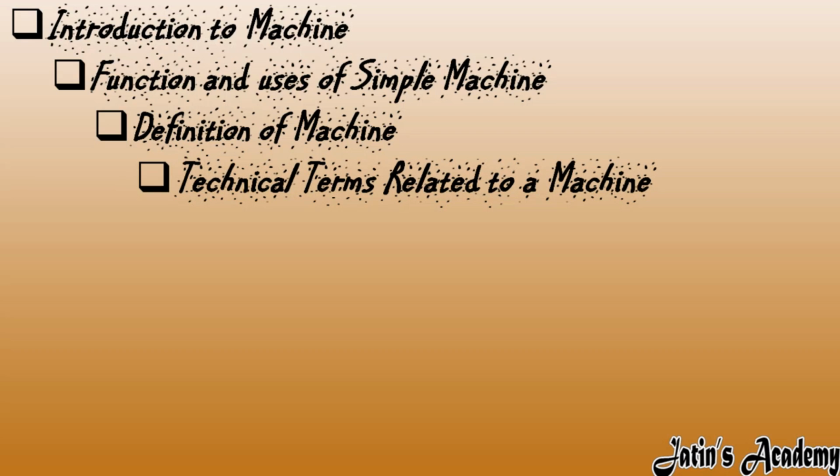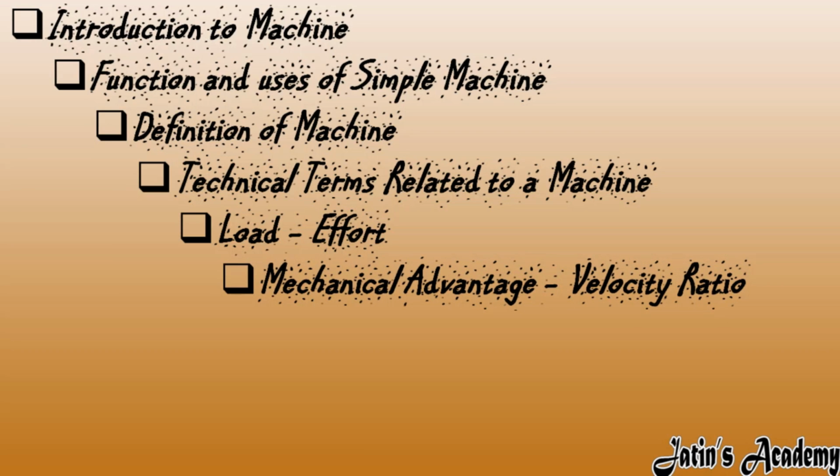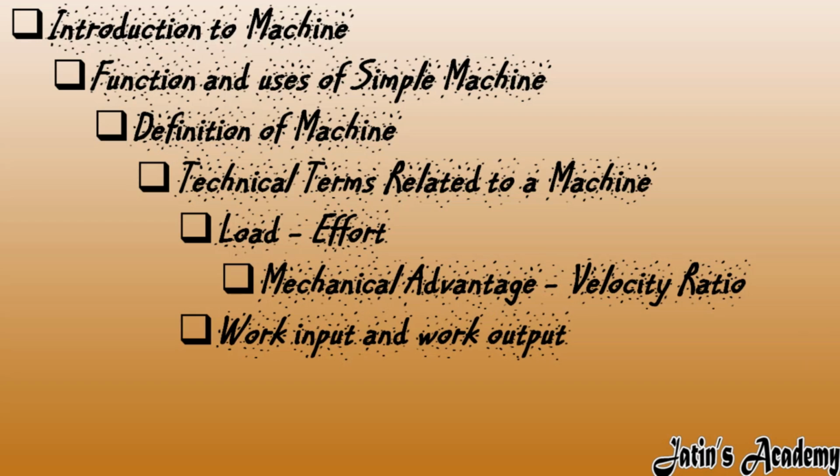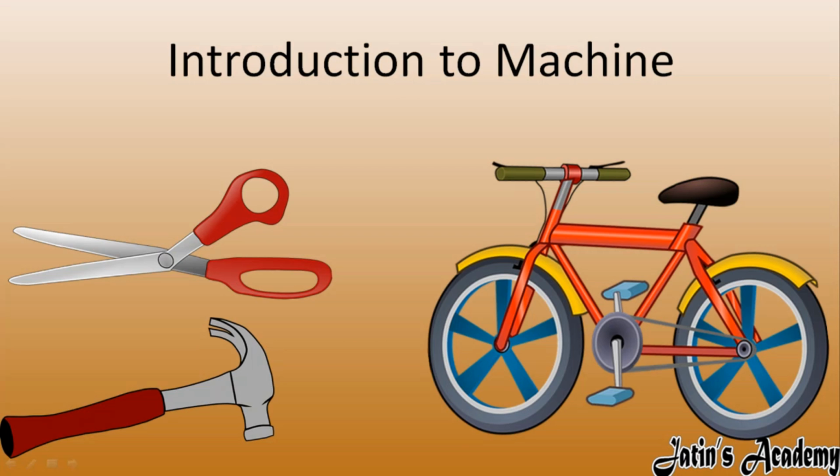In technical terms we will see about load and effort. Next we will see mechanical advantage and velocity ratio. Then work input and work output. After that we will see the efficiency, and at the last we will see the principle of machine. So let's get started. Now let's start the chapter with the introduction of machine.